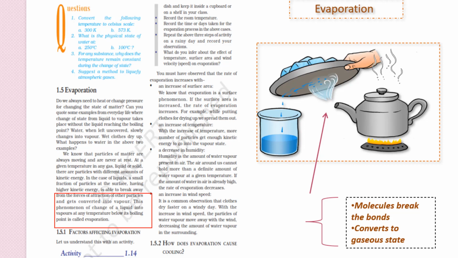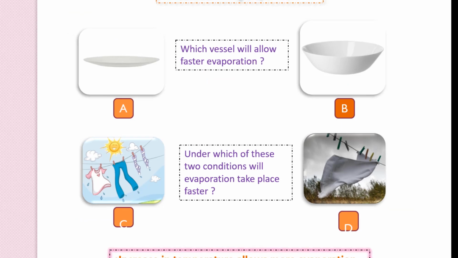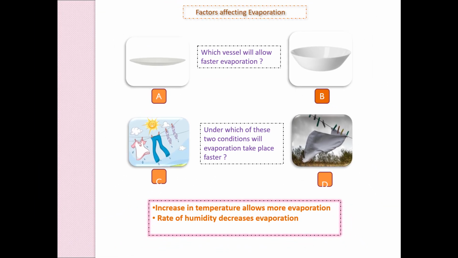This is what happens at the molecular level during evaporation. Now let's discuss the factors that affect evaporation. If you want to evaporate a liquid faster, I give you two examples, A and B. A is a flat vessel, B is a vessel which has edges.